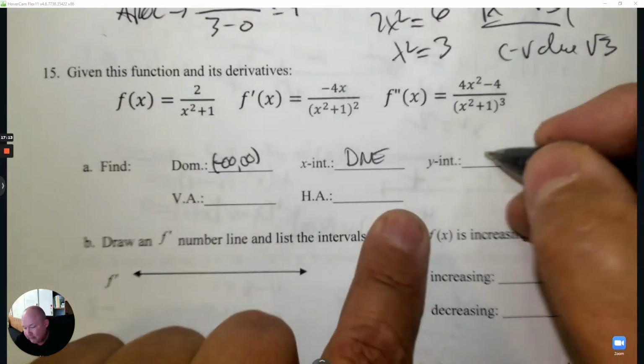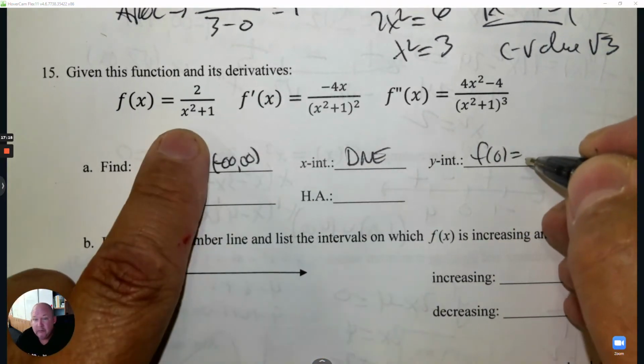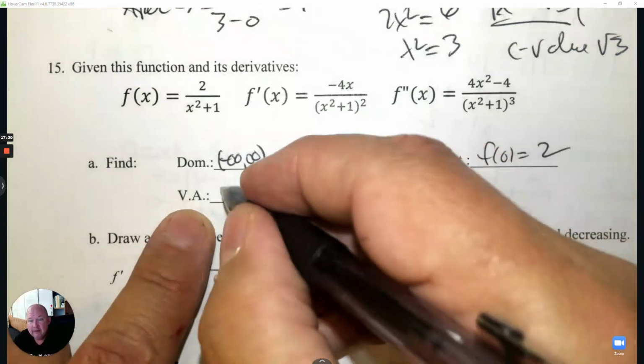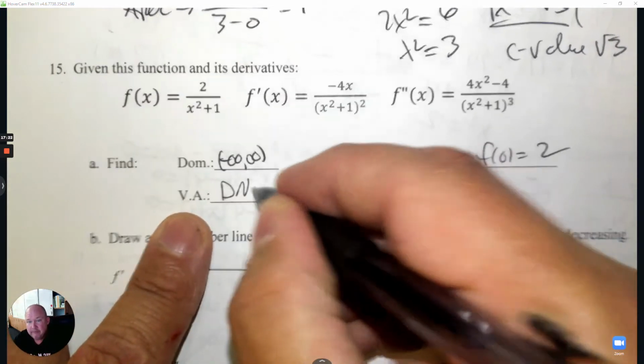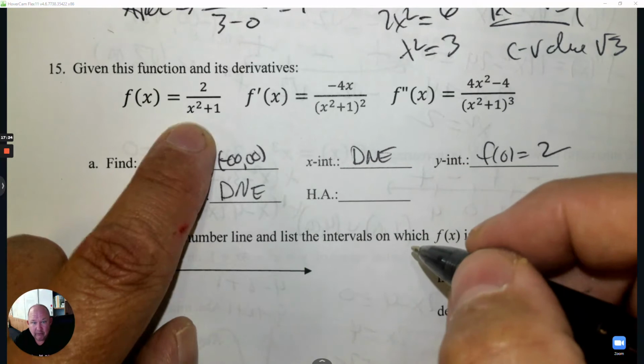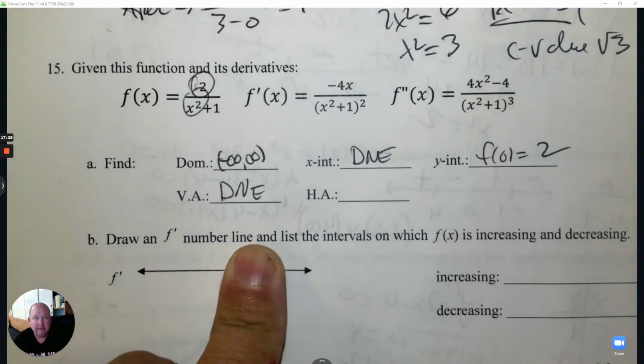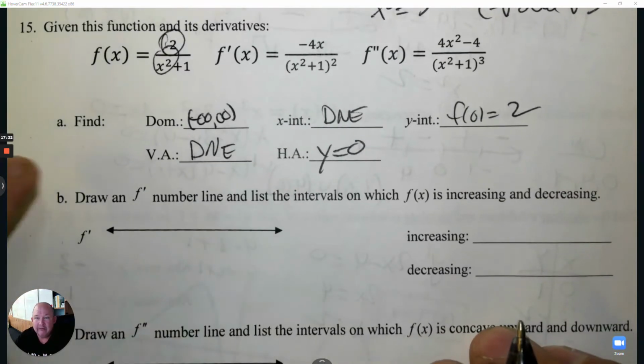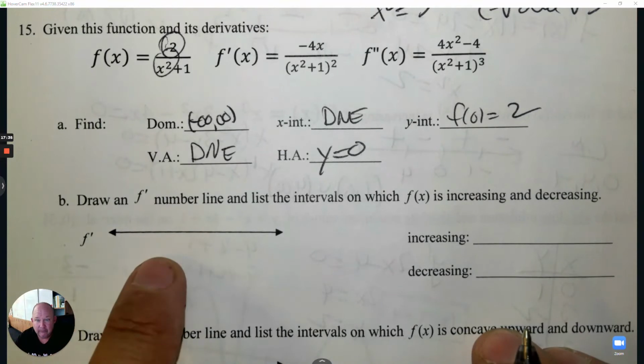To find the y-intercept, you plug in 0. So when you plug in 0, you're left with 2 divided by 1. So the y-intercept's 2. There is no vertical asymptote because nothing makes the bottom 0. The horizontal asymptote comes from the power terms. When the bottom is more powerful, the horizontal asymptote is 0. So that's the pre-calculus. Now the calculus part.